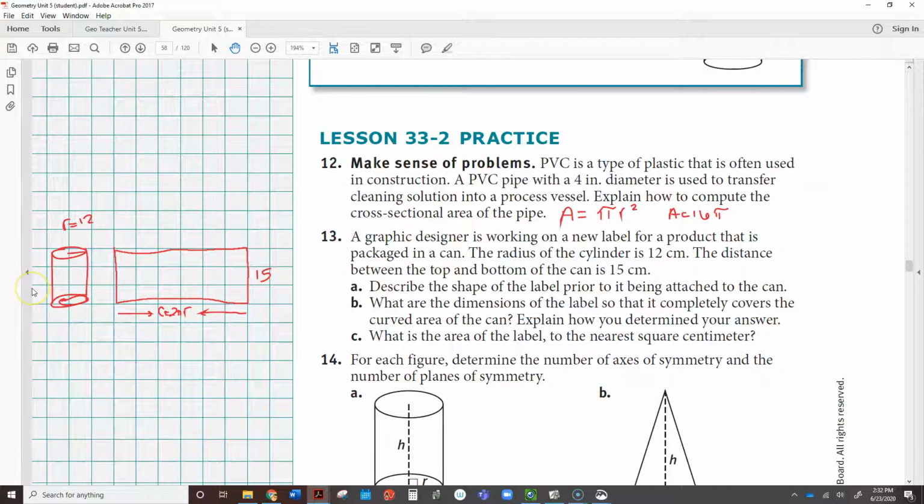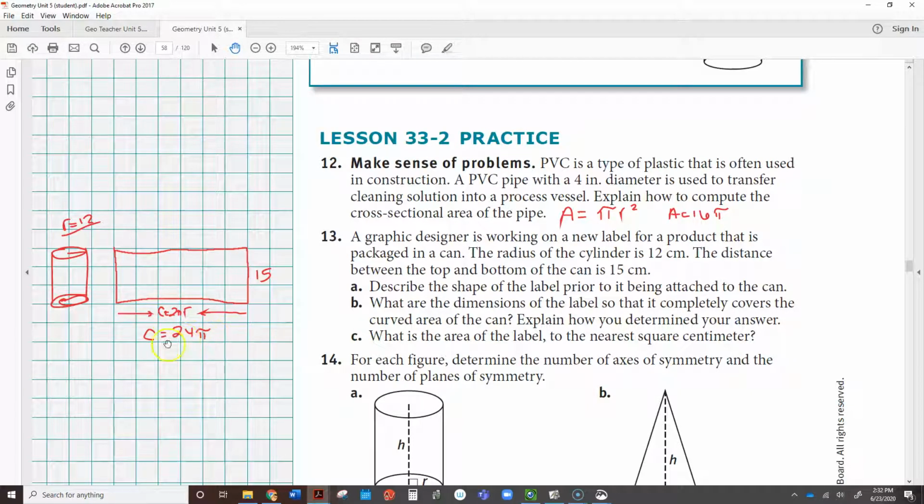So this came wrapped around the can, so we know that this dimension of the rectangle is the same thing as the circumference. It wraps around the can. Circumference is 2 pi r. They tell us right here that the radius is 12. So that means that the circumference is 2 times 12, that's 24 pi. I don't know if y'all can see this flashing on and off or not. It's flashing on and off every time I write.